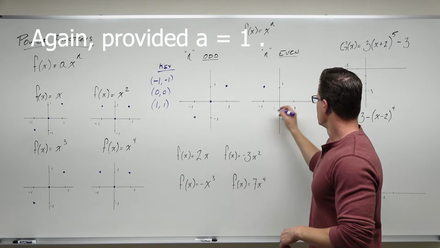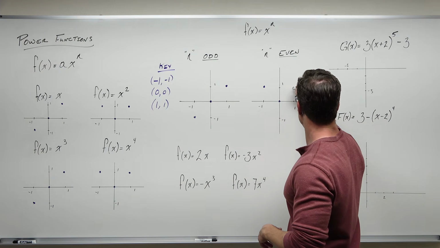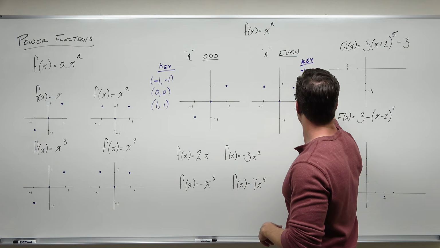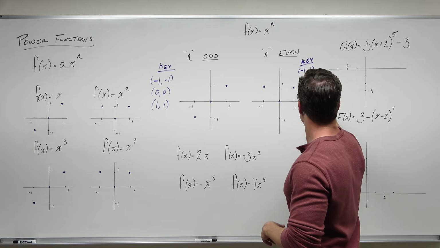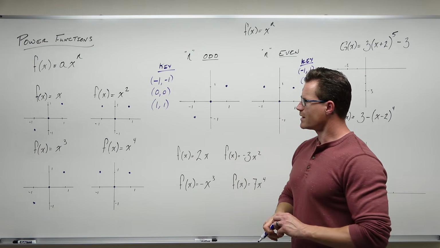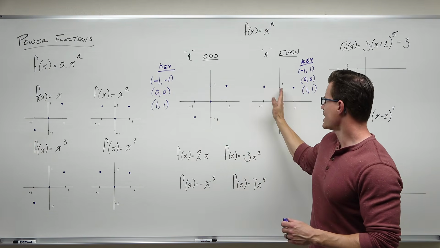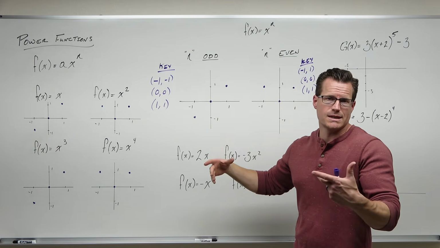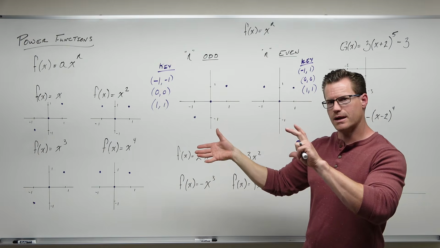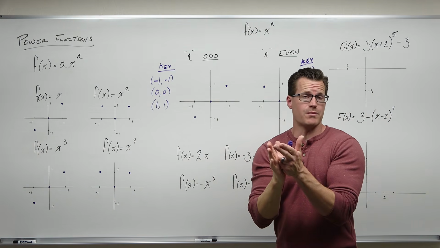(-1, +1), (0, 0), and (1, 1). So really, all that differentiates between our odd and our even is this side of your graph. This is what dictates whether you're going to be symmetrical about the origin, be able to rotate that 180 degrees, or about the y-axis, be able to fold it over and have a mirror image.